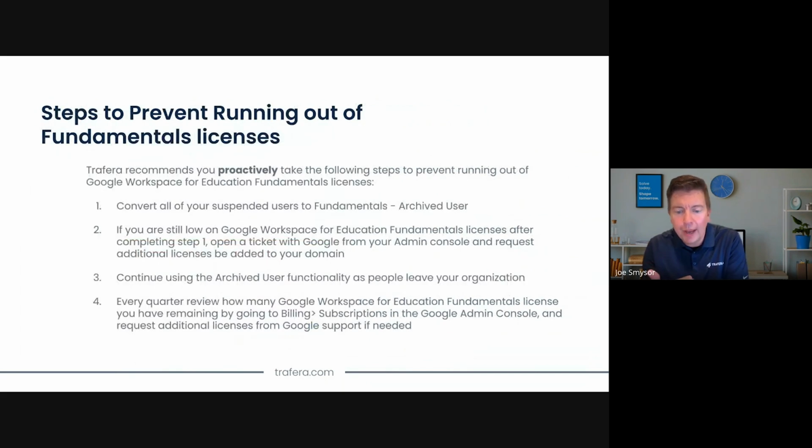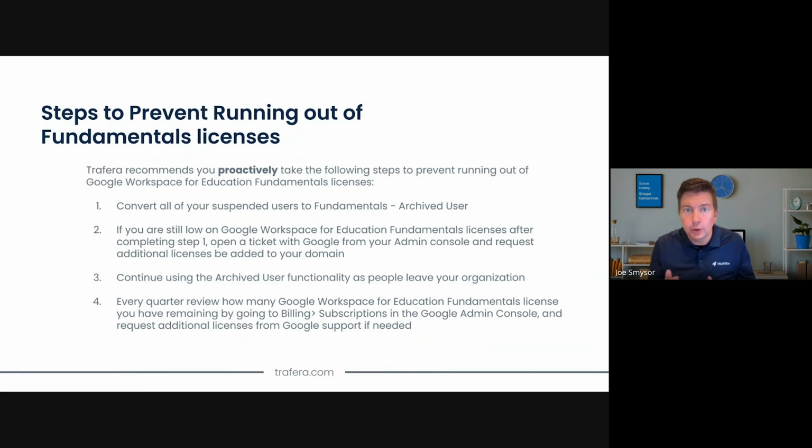So to proactively prevent running out of Google Workspace for Education Fundamentals licenses, we recommend taking a couple key steps. First, convert all of your suspended users to fundamentals users. When you do this, again, this will free up their license automatically. You can continue to use this functionality as people leave your organization.